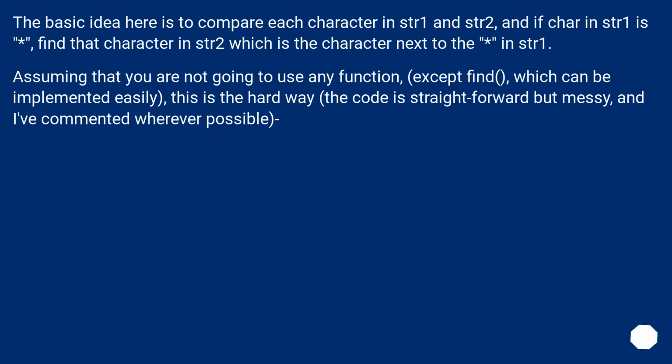The basic idea here is to compare each character in str1 and str2, and if the char in str1 is the asterisk, find that character in str2 which is the character next to the asterisk in str1. Assuming that you are not going to use any function except find, which can be implemented easily, this is the hard way. The code is straightforward but messy, and I've commented wherever possible.